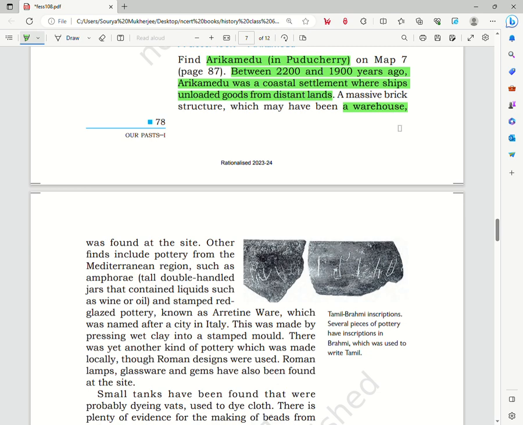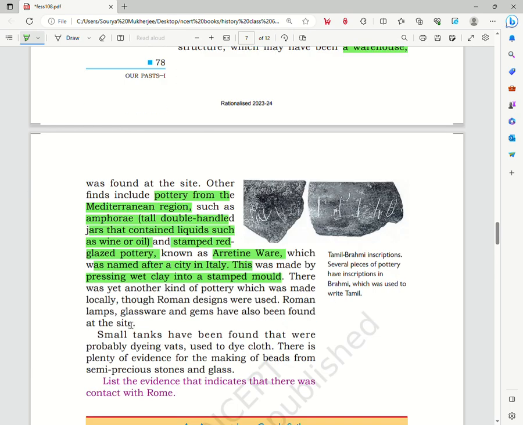So we see the remains of a warehouse have been found at Arikamedu. Other finds include pottery from the Mediterranean region, such as amphorae, a tall double-handed jar that contained liquids such as wine or oil, and stamped red glazed pottery known as Aretine ware, which was named after a city in Italy. These were made by pressing wet clay into a stamped mold. There was yet another kind of pottery which was found locally, though Roman designs were used. Roman lamps, glassware, and gems have also been found at this site.